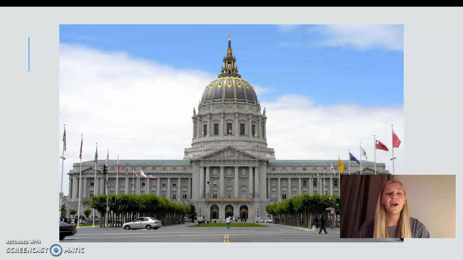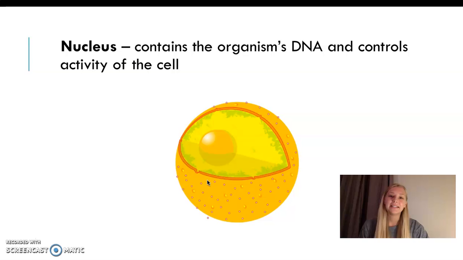So luckily, we got into the town, and the first thing we see is this beautiful city hall building. And in here, this is where the government officials' offices are, and they work to make laws to help regulate the city. And lucky enough for us, the cell has something similar. The cell has the nucleus, which contains the organism's DNA, and it also controls the activity of the cell. So in this diagram, you'll see the nucleus is that whole thing, and then it has that little ball in the middle, and that's where some of the DNA would be.